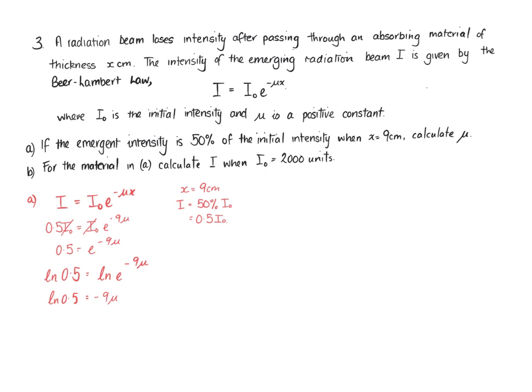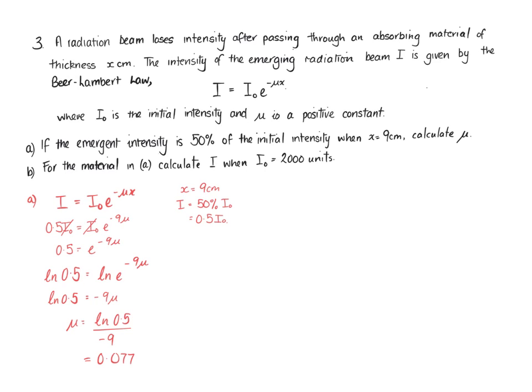We want mu on its own, so we have to divide by negative 9. So we have the natural log of 0.5 divided by negative 9, which, when we put that into our calculator, gives us 0.077.